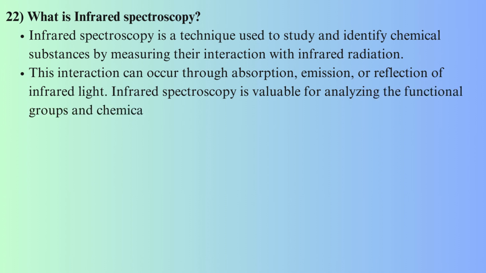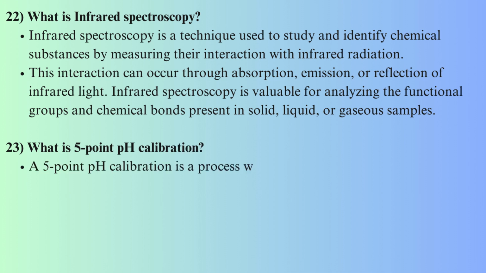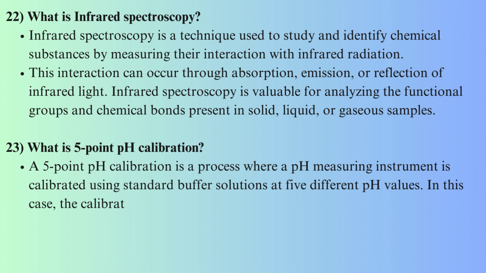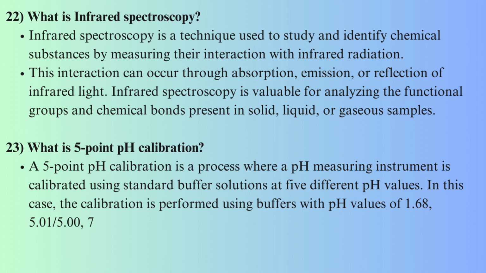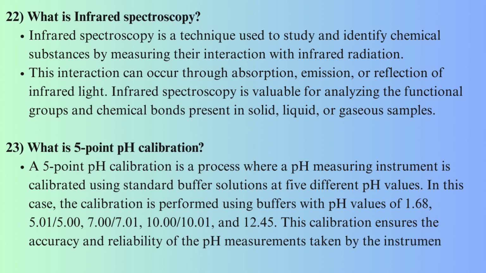What is 5-point pH calibration? A 5-point pH calibration is a process where a pH measuring instrument is calibrated using standard buffer solutions at 5 different pH values. In this case, the calibration is performed using buffers with pH values of 1.68, 5.01/5.00, 7.00/7.01, 10.00/10.01, and 12.45. This calibration ensures the accuracy and reliability of the pH measurements taken by the instrument across a wide pH range.